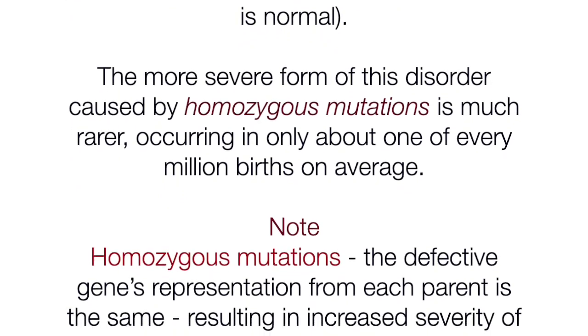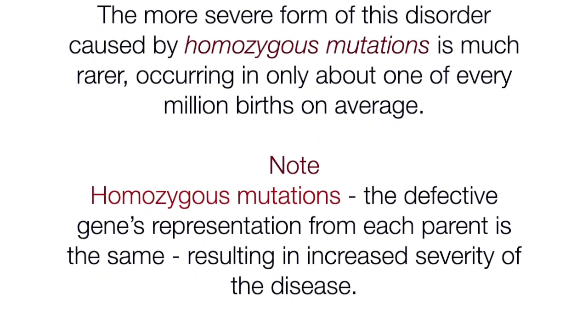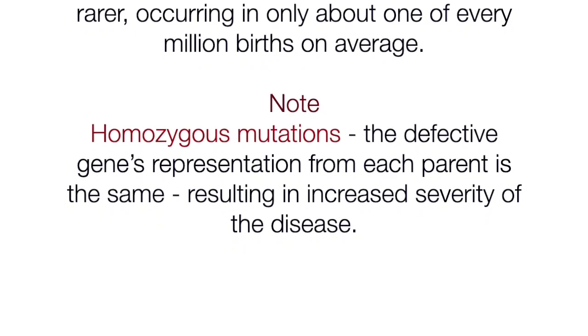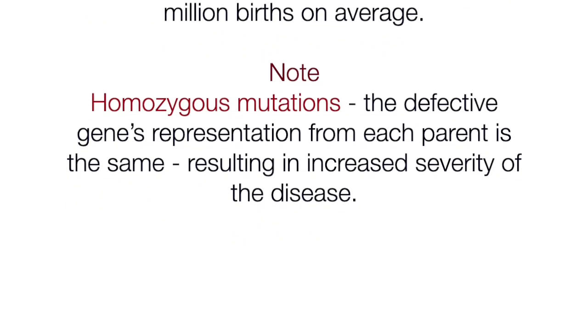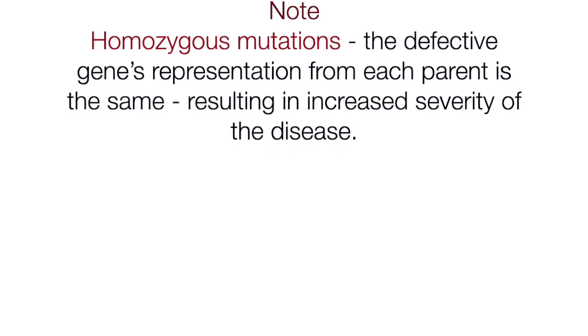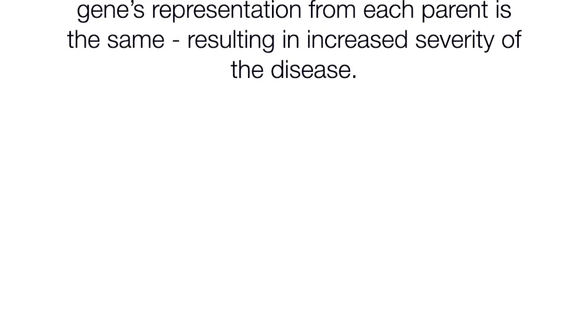The more severe form of this disorder, caused by homozygous mutations, is much rarer, occurring in only about 1 of every million births on average. Note, homozygous mutations means the defective gene's representation from each parent is the same, resulting in increased severity of the disease.